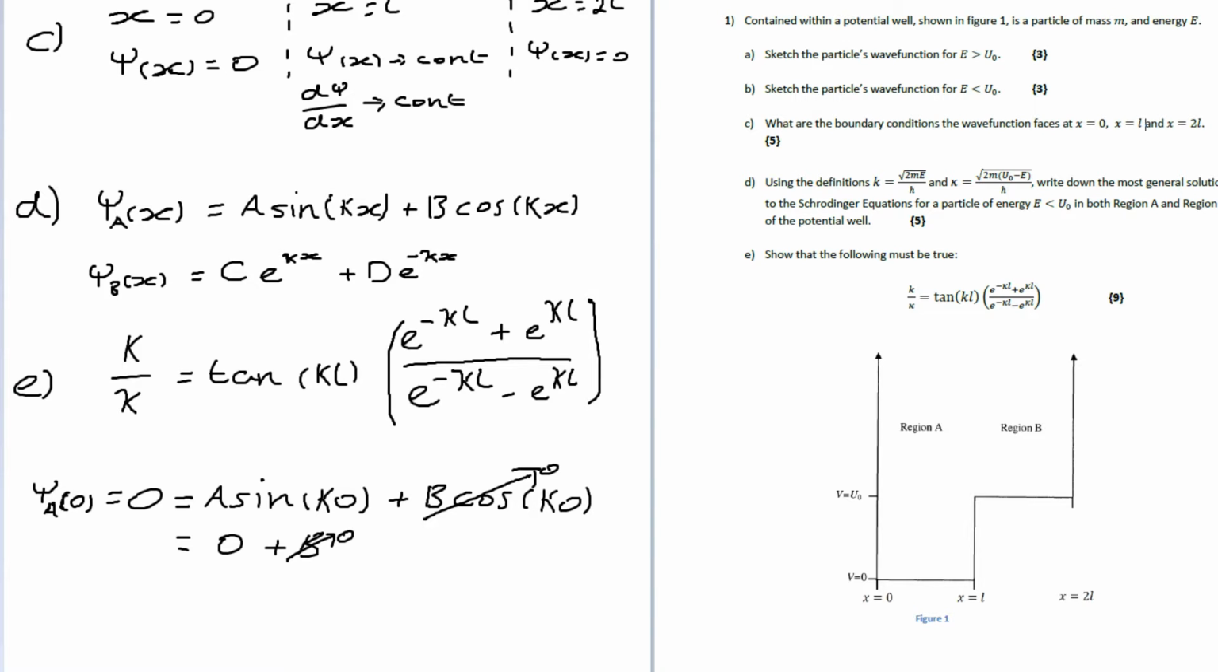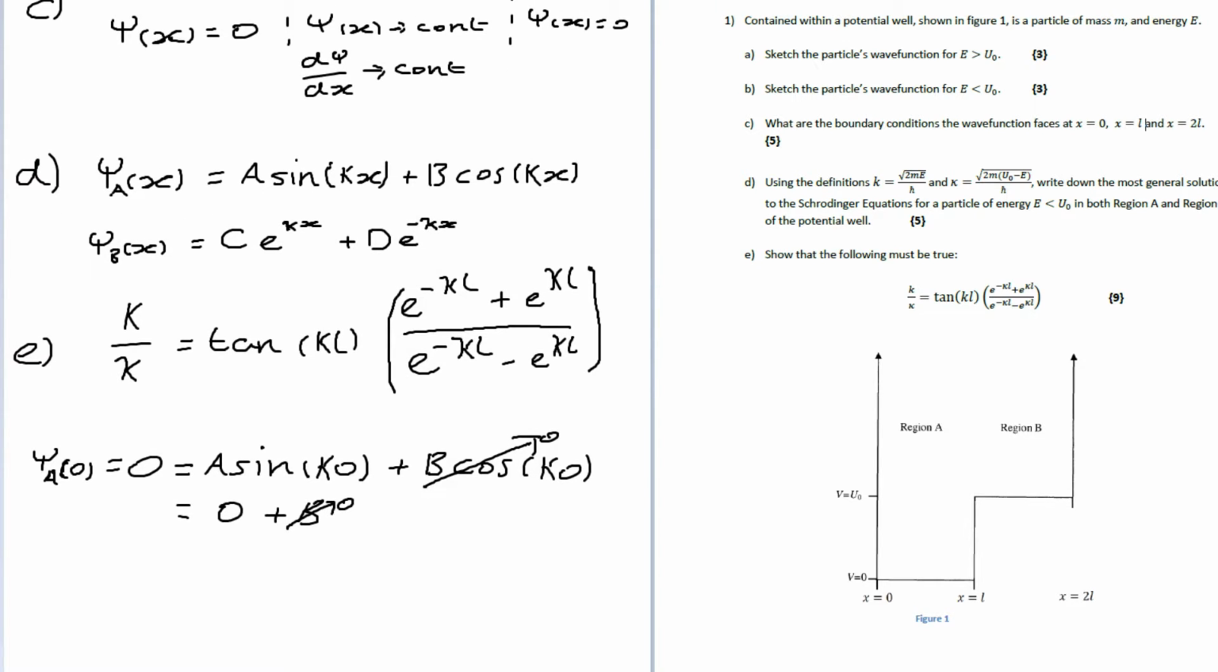So let's move on to x equals L. What do we know about x equals L? So we know that at x equals L, psi of x has to be continuous. So what that means is that as we move from region A to region B, there has to be no break here. So if we write that down, it just means that psi A of L is equal to psi B of L.